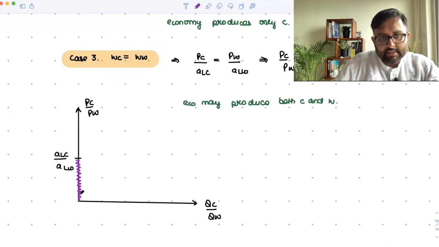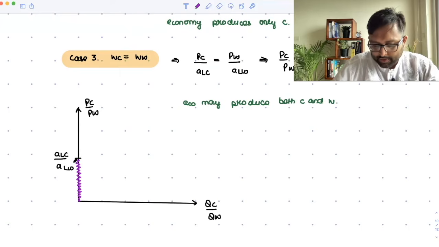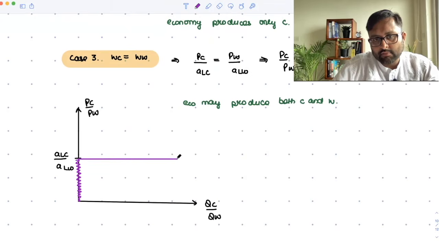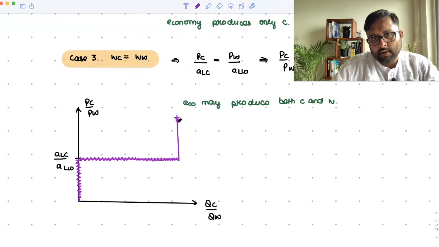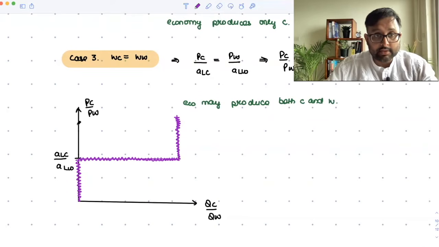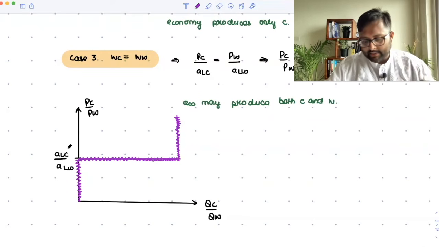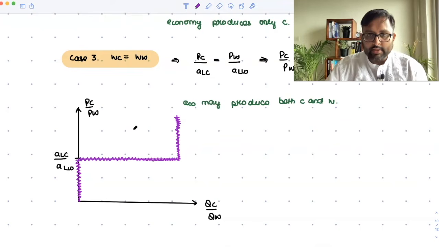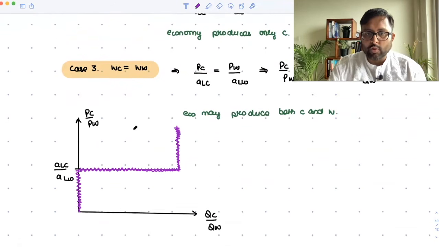If PC by PW is less than ALC by ALW, how much of this thing will you be producing? This one. If ALC by ALW is equal to PC by PW, you can produce anything. You will be indifferent. You can produce whatever you want to produce. And then here, if PC by PW is greater than ALC by ALW, in this case you'll be producing only cheese.